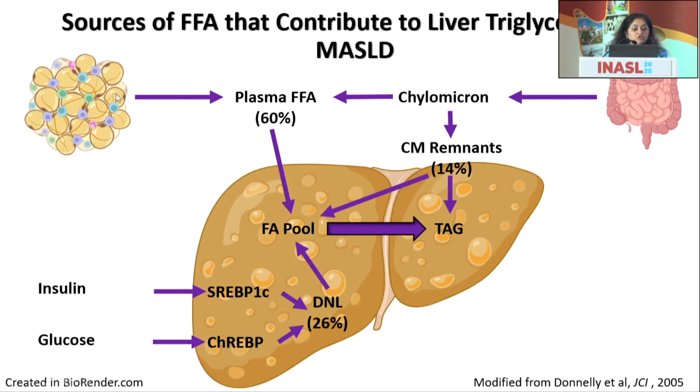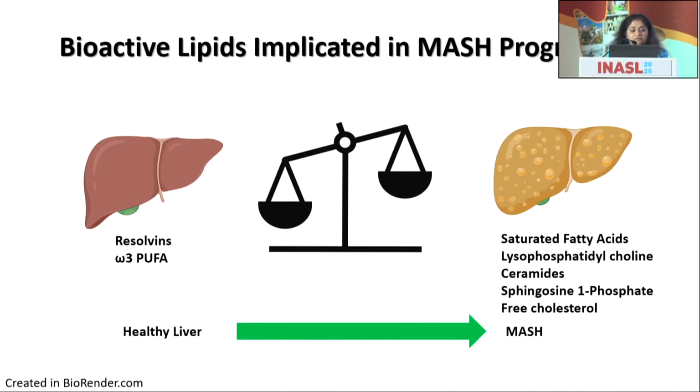So a vast majority comes from the dysfunctional adipose tissue. Some of it comes from dietary sources, and about 25% comes from de novo lipogenesis. Remember that this number is about 5% in the absence of insulin resistance and obesity. So there is a significant increase in de novo lipogenesis and a significant increase in delivery of free fatty acids from dysfunctional adipose tissue. Other than free fatty acids, many other bioactive lipids are implicated in MASH progression.